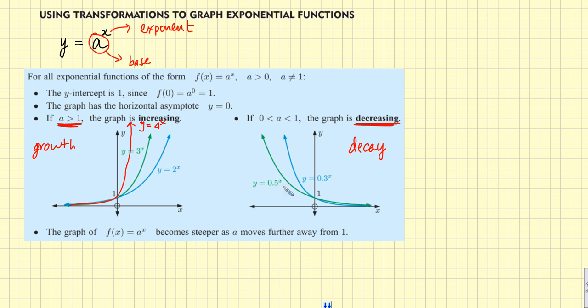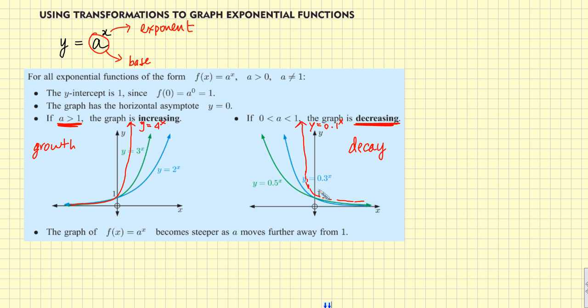So 5 over 10 here, or 0.5, 3 over 10 there. It would appear that as the numbers are getting smaller, the graph is getting closer to the y-axis. So I'm pretty certain, again, that if I were to pick y equals, let's say, 0.1 to the power of x, my graph would be closer to the y-axis. So the graph of f of x equals a to the power of x becomes steeper as a moves further away from 1. So as the values of a get larger, greater than 1, the graph is increasing.